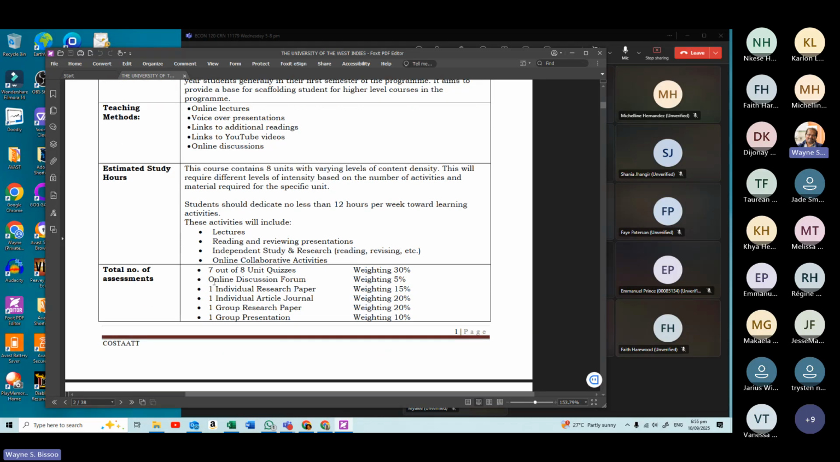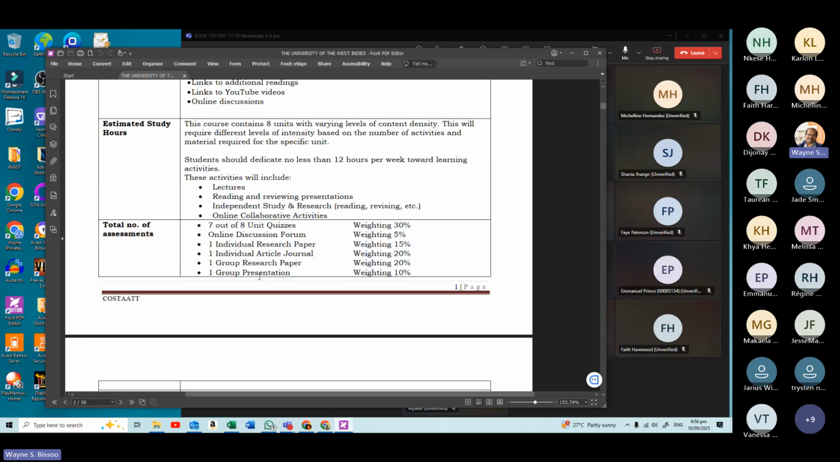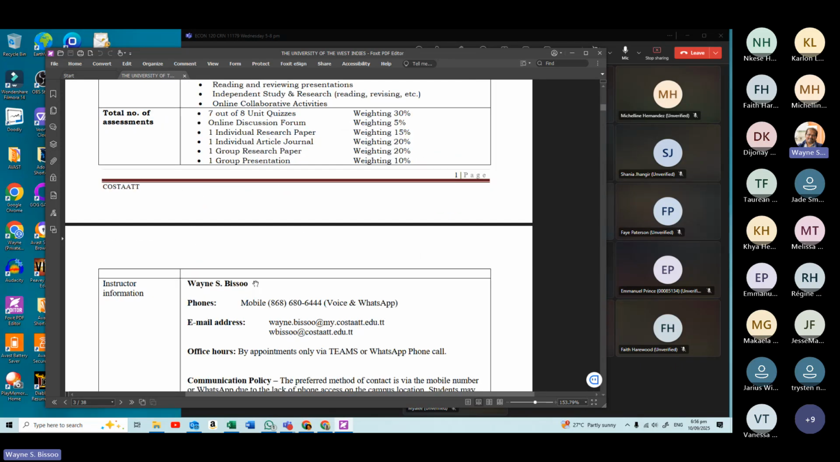All right. So I told you there are 8 quizzes on the system. I'm taking the best 7 out of the 8, and that's weighted at 30%. These are assessments, right? Online discussion forum 5%. The individual research paper, because it's shared with the forum, is 15%. So collectively they are 20%. An article journal 20%. A group research paper 20%. A group presentation 10%. So tonight we actually have to put you all in groups. But let's go through the other assignments and stuff.